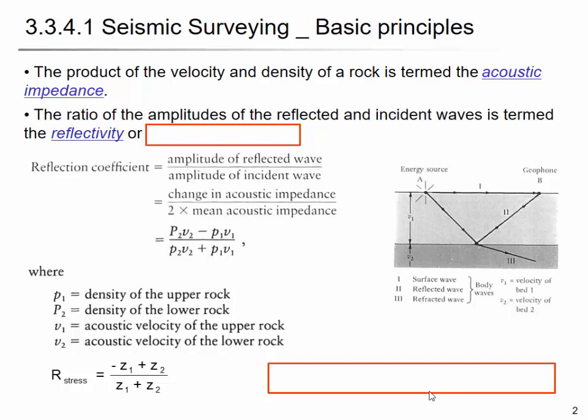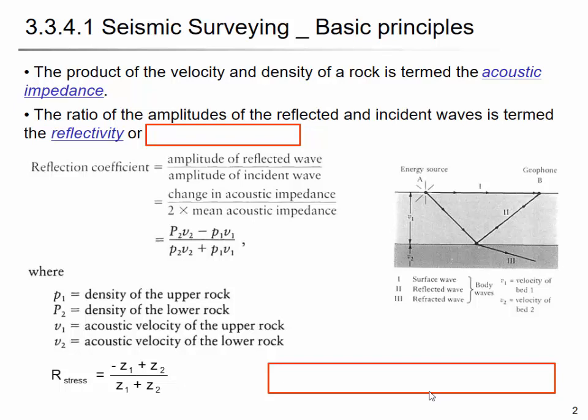Again, in the seismic survey, they use the reflected wave, not the refracted wave or the transmitted wave, because you don't have a method to capture the transmitted wave. It would be very difficult because you would need a receiver in the subsurface. So normally we use the reflected wave from the interface between the layers.